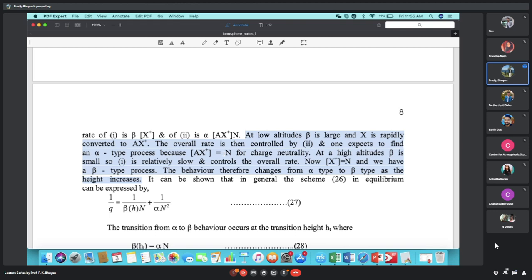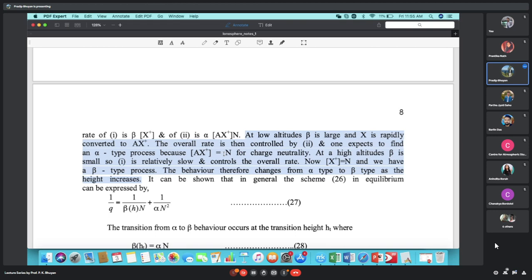Okay. So when it is in equilibrium, 1 by Q becomes equal to 1 by beta n, this h is height, plus 1 by alpha n square. Q is production, this is loss, and this is also loss. Okay, so the transition from alpha to beta behavior occurs at transition height ht, where this one is equal to this, alpha n. N and n will cancel, so beta ht is equal to alpha n. So beta becomes equal to alpha n at the transition height.